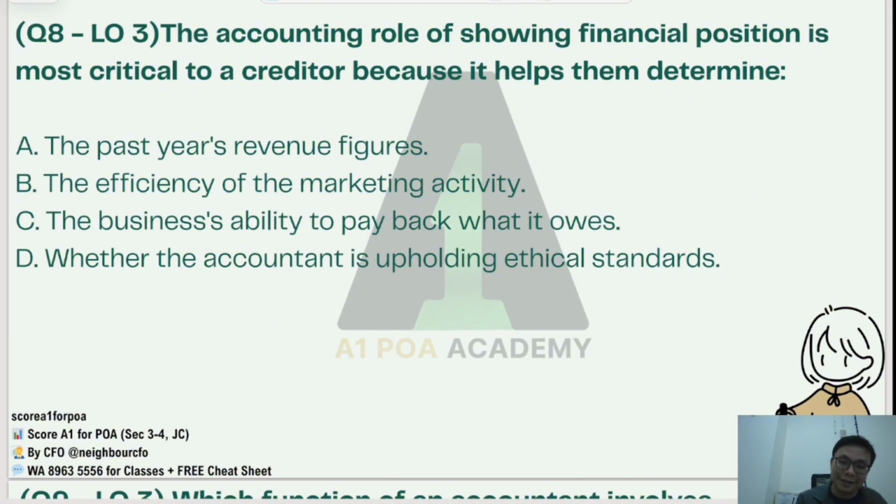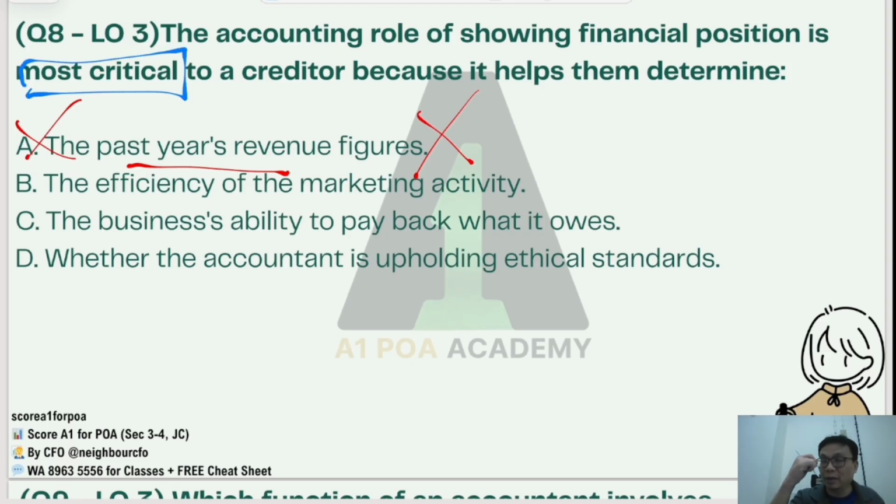Yes or no? The answer, of course, is no, right? That is never the case, because what is most critical to the creditor, wearing the hat of a supplier or creditor, is to what? Always ask yourself this question. So, B, will he be interested in the efficiency of the marketing activity? No.